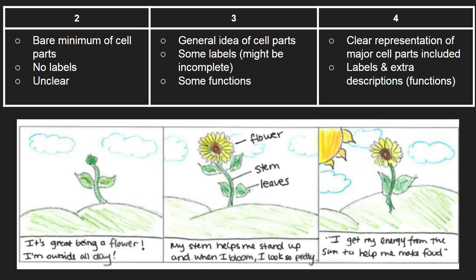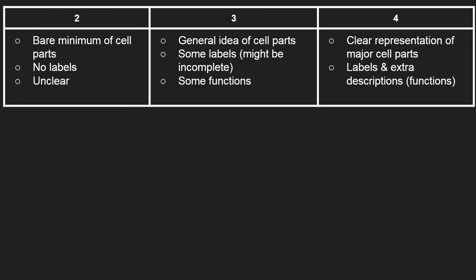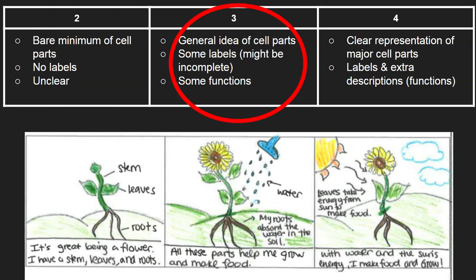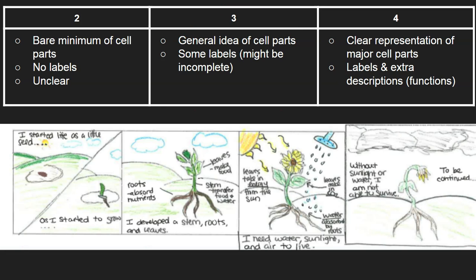So I'm going to give this a 2. If you don't have a lot of details, you have no labels, and it's very unclear, it's a bare minimum model of the cell. For a 3, you actually have most of the parts you're supposed to have. Maybe it's not complete. You have some labels and some functions. But for a 4, you have a complete model that labels everything and has descriptions of all the functions. In a 5, you even perhaps talk about the relationships between those parts.